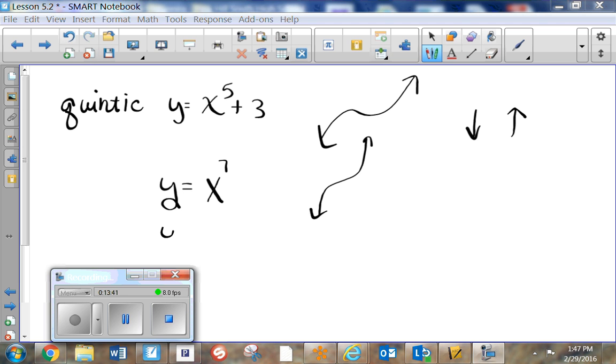So, just out of curiosity, what would y equals x to the 51st look like? That's a good question, but we're not going there. Okay? So, look at your chart. Look at the exponents, look at the end behaviors, and see if you can't come up with some patterns that we could write a few rules to know how to graph things.